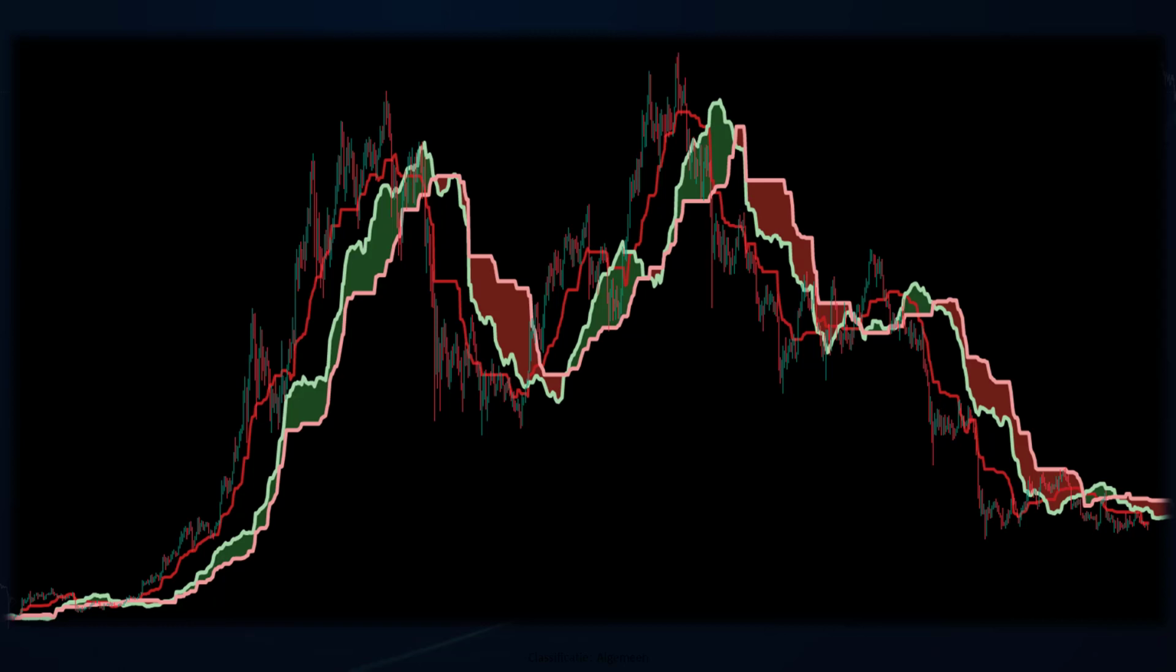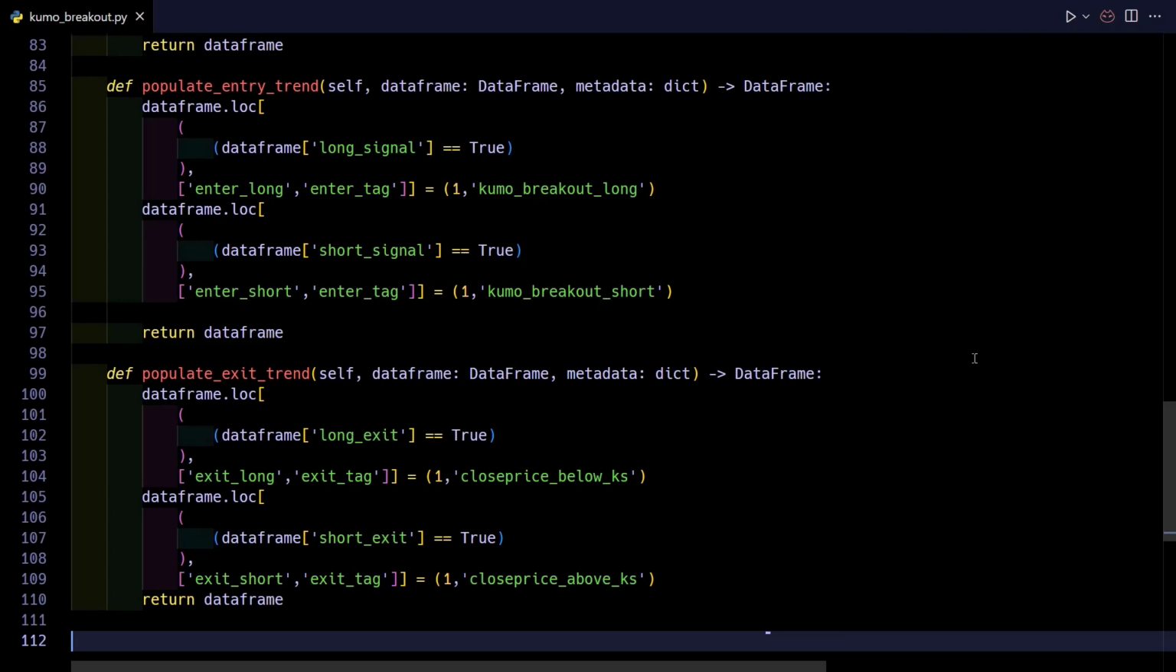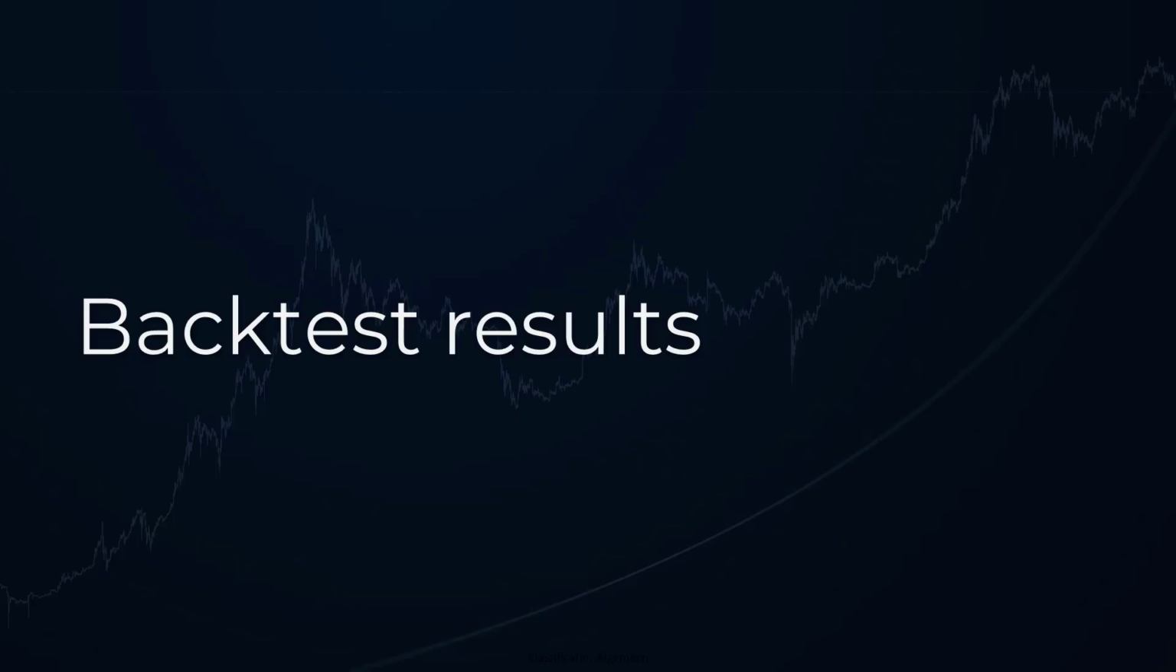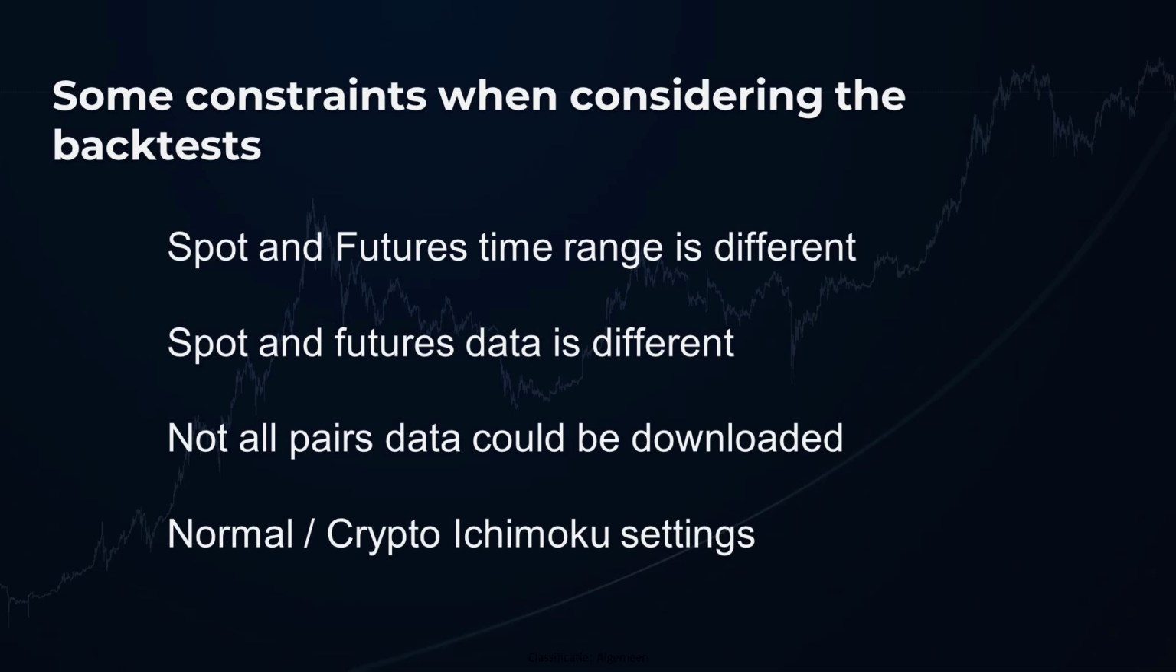So as I said earlier, I coded this strategy into Freqtrade code to backtest and to see how high the probability is that this will be a profitable trading strategy. And you can see all of this in part 3 of my series on how to code your own trading bot strategy. Now before I continue with the actual backtest results, I have to give you some additional information on the backtest procedure I followed. I already told you this in another video, but if you did not watch that one, a small reminder here of the limitations I have.